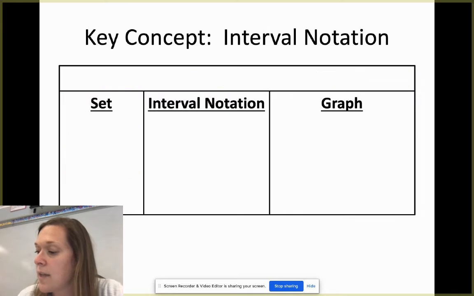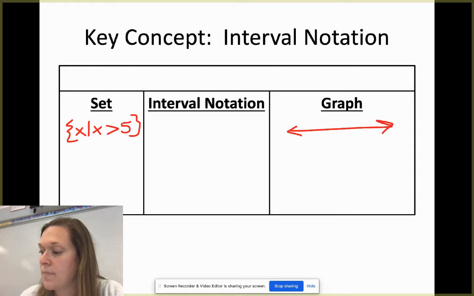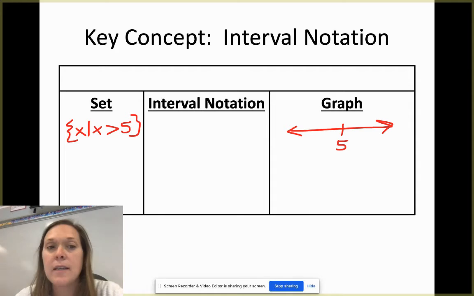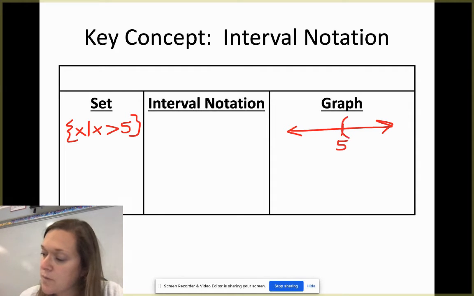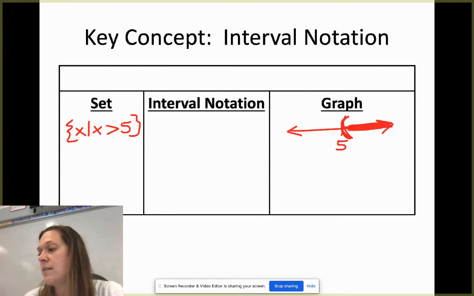So now let's go to the other side. Let's do the set of all x values where x is greater than 5. Well, what would that look like on a graph? So we have our 5. Again, we don't have the equals to, so I'm going to do a parenthesis, but since I'm going larger, I'm going to open that parenthesis to the right and then shade heavily to the right.